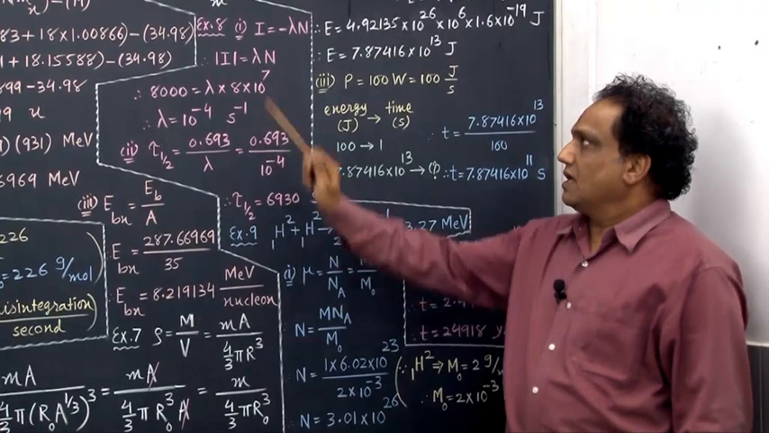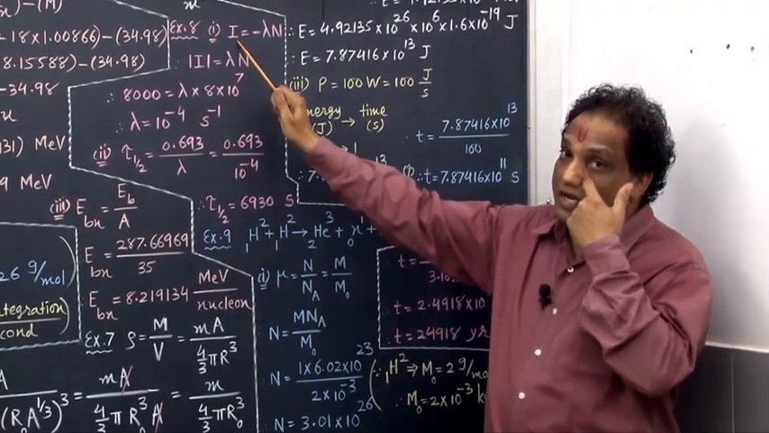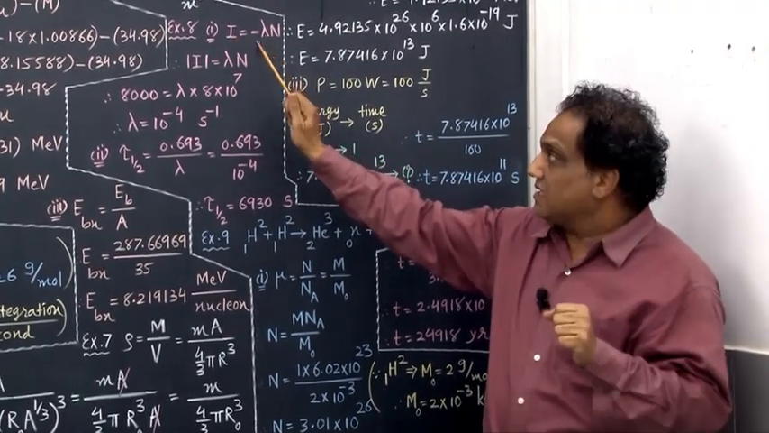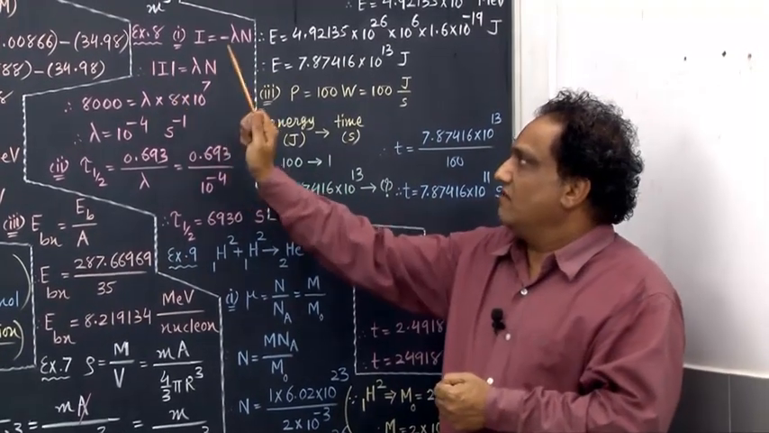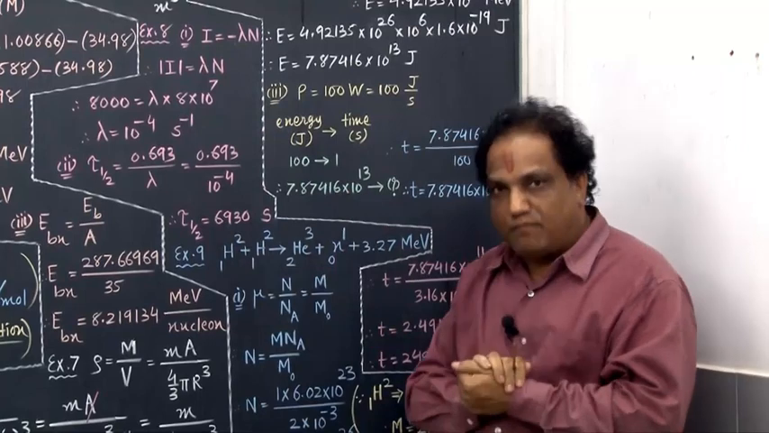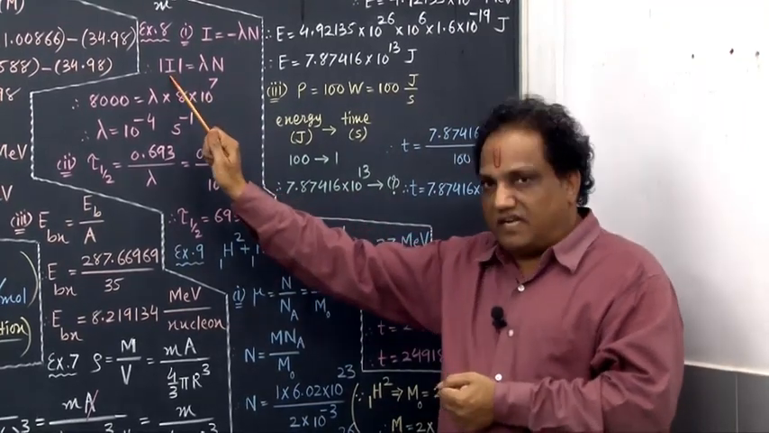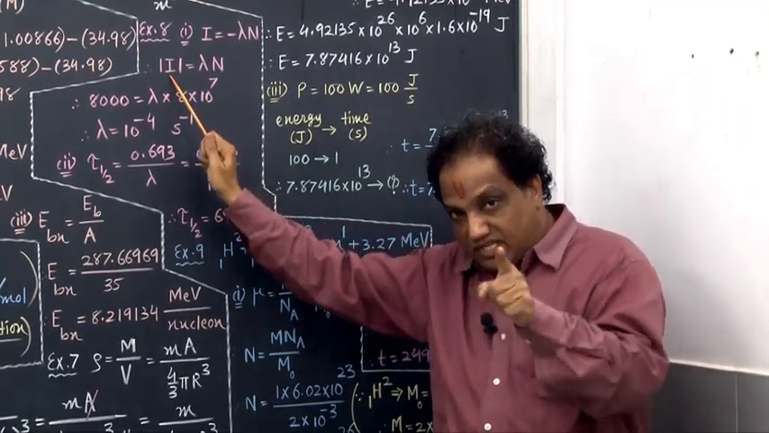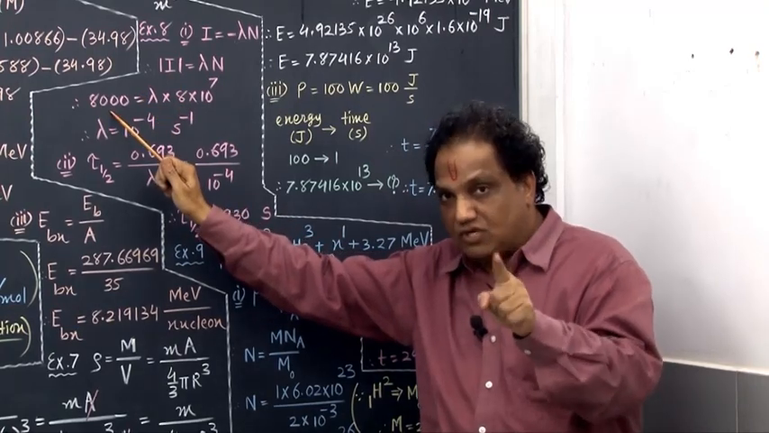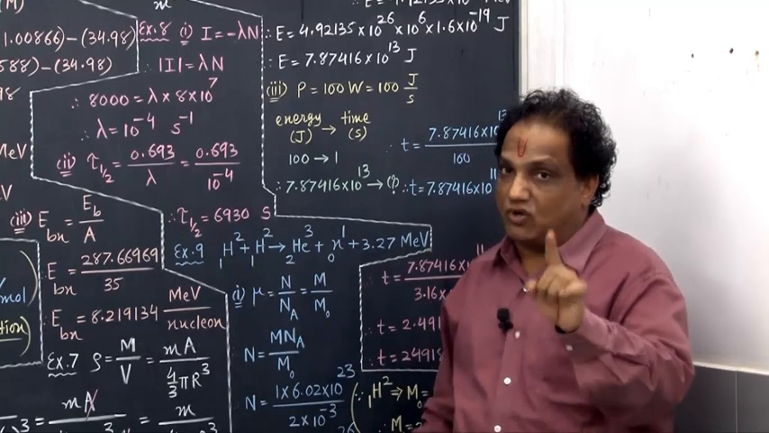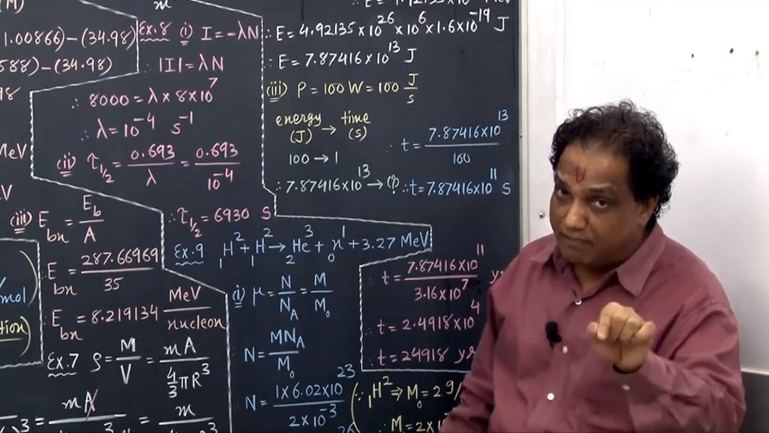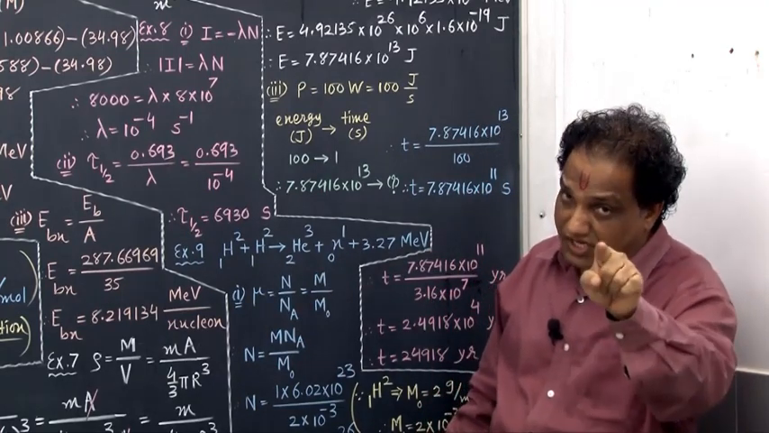Read it. Come on, activity formula I or dN upon dt is minus lambda N. Take modulus on both the sides. So mod of I, when you take mod from minus, it will become plus. Now this is activity or rate of disintegration, which they are given as 8000 atoms or count per second, 8000 disintegrations per second. So we are taking time in second now.